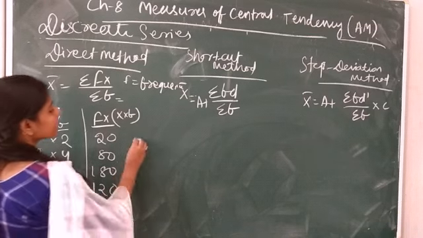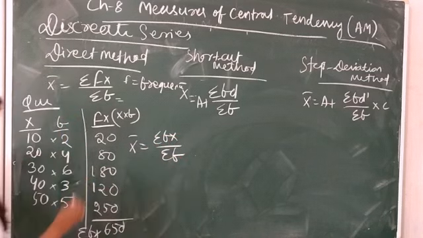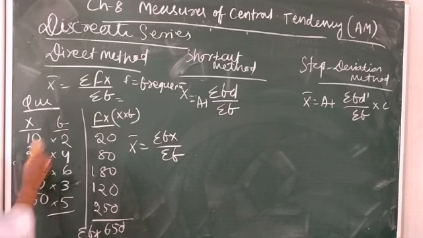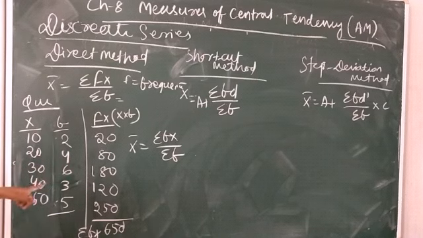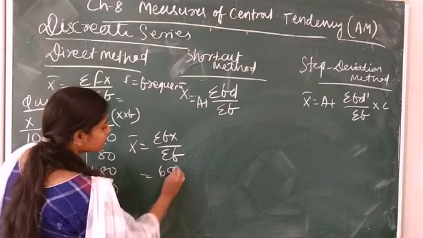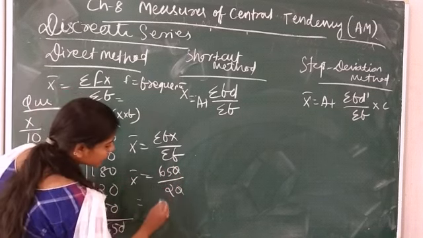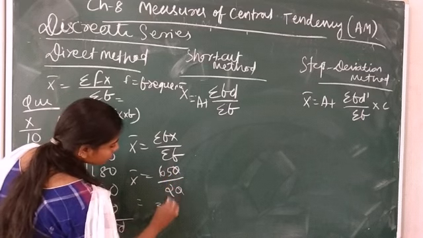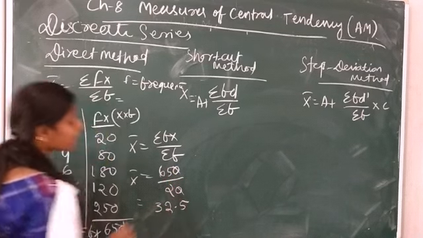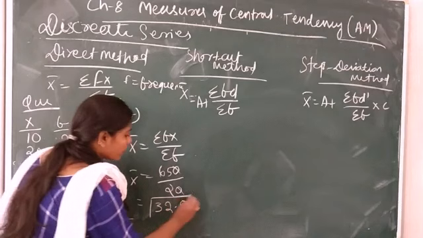Now put the formula. So mean equals summation of fx by summation of f. Now we also add the frequency, that is 2 plus 4 equals 6, plus 6 is 12, 15, and the summation of f equals 20. So here mean equals 650 by 20. 0 0 cancel, and the answer will be 32.5. So the mean under the direct method is 32.5.